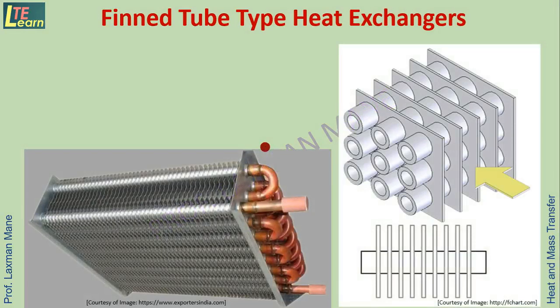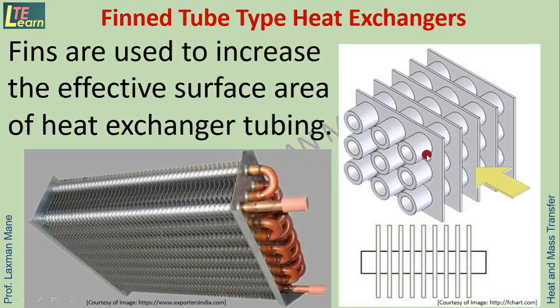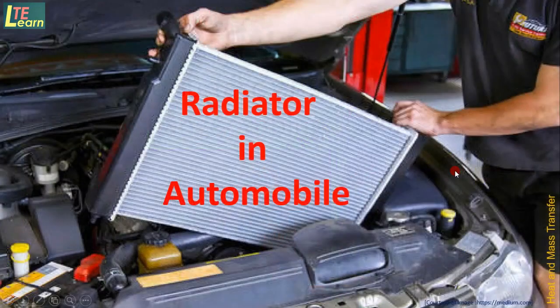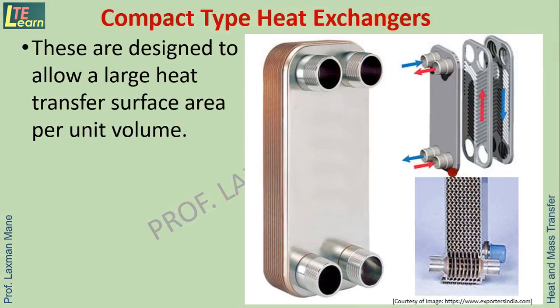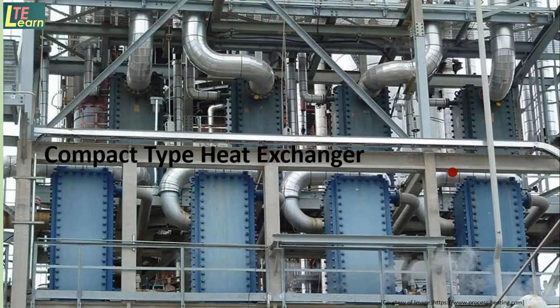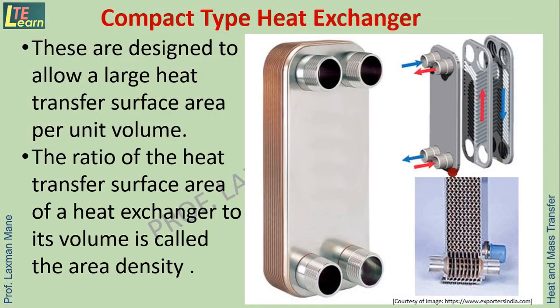In case of fin tube type heat exchangers, fins are used to increase the effective surface area of the heat exchanger tubing. These are used as a radiator in an automobile for cooling of engine oil. Compact type heat exchangers are designed to allow a large heat transfer area per unit volume. The ratio of heat transfer surface area of the heat exchanger to its volume is called area density, which is more than 700 square meters per cubic meter.